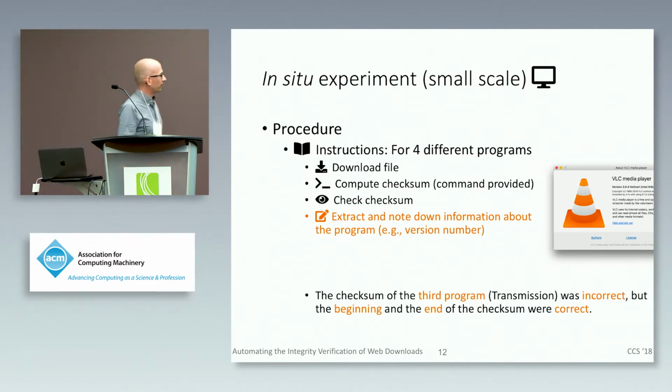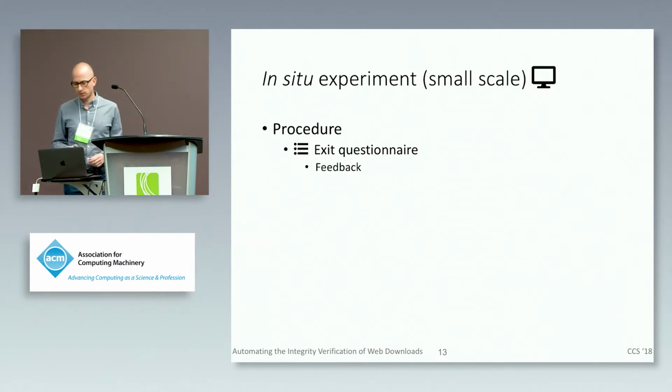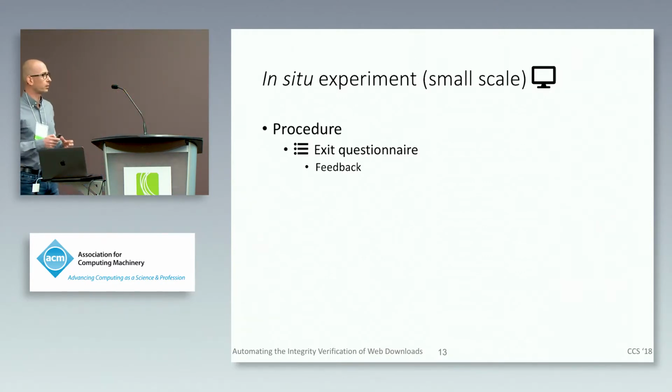One of the checksums, of the third program, Transmission, was incorrect, but it was what we call a partial pre-image attack, in the sense that the first 10 digits and the last 10 digits of the checksum were correct. So the underlying hypothesis here is that users can be fooled, and we wanted to test that through our in situ experiment. And in the end, we had an exit questionnaire. I will not comment too much on that; it was to receive feedback and assess the participants' understanding of checksums.